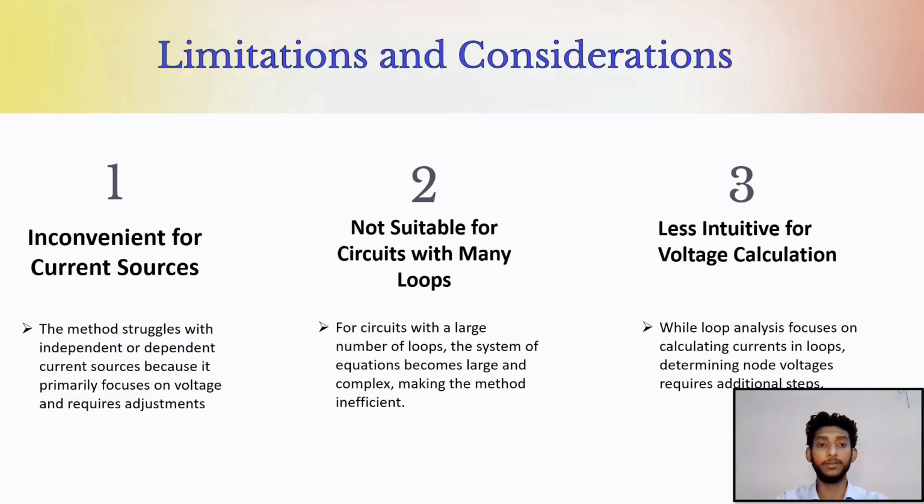Limitations and considerations. 1. Inconvenient for current sources. The method struggles with independent or dependent current sources because it primarily focuses on voltage and requires adjustment. Number 2. Not suitable for circuits with many loops. For circuits with a large number of loops, the system of equations becomes large and complex, making the method insufficient. Number 3. Less intuitive for voltage calculation. While loop analysis focuses on calculating currents in loops, determining node voltages requires additional steps.